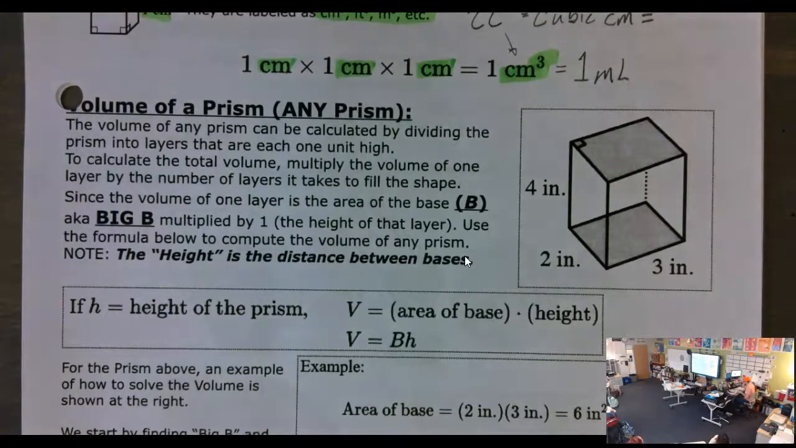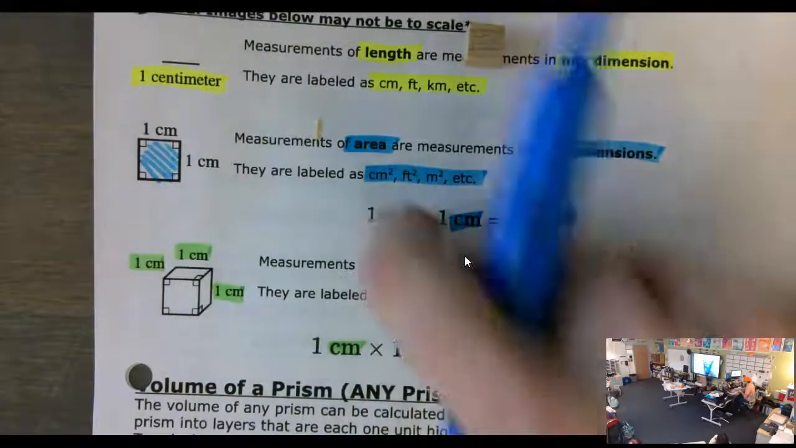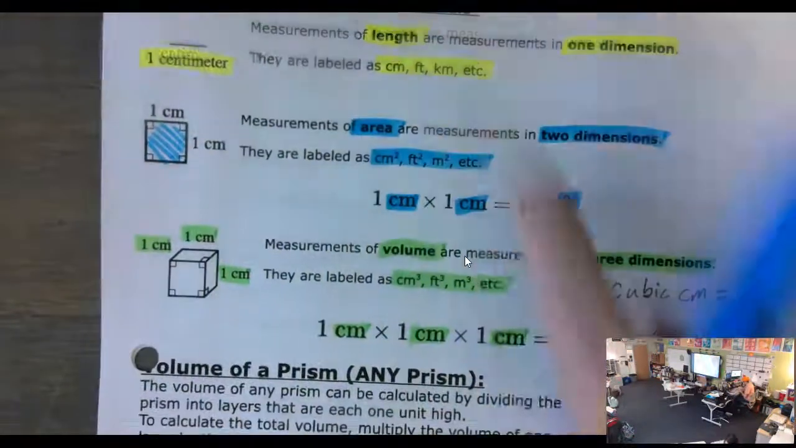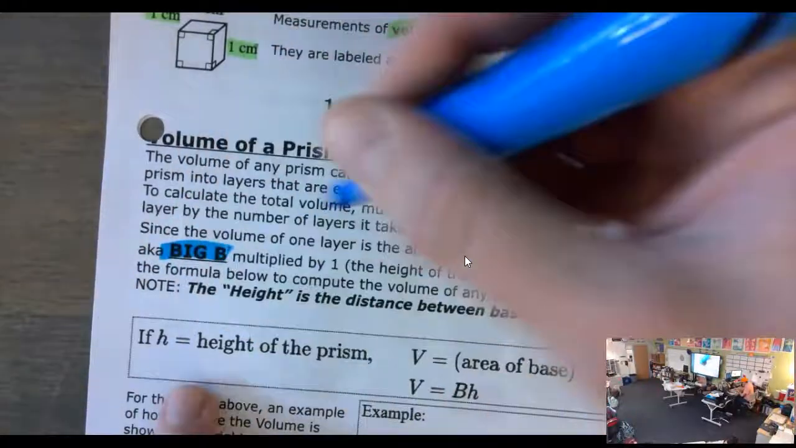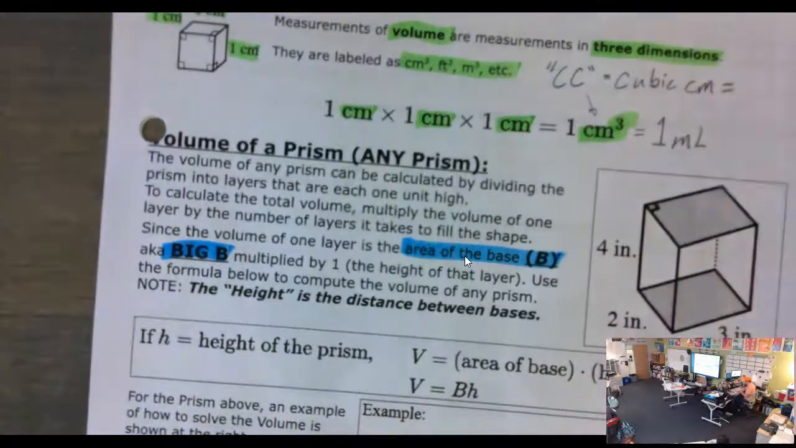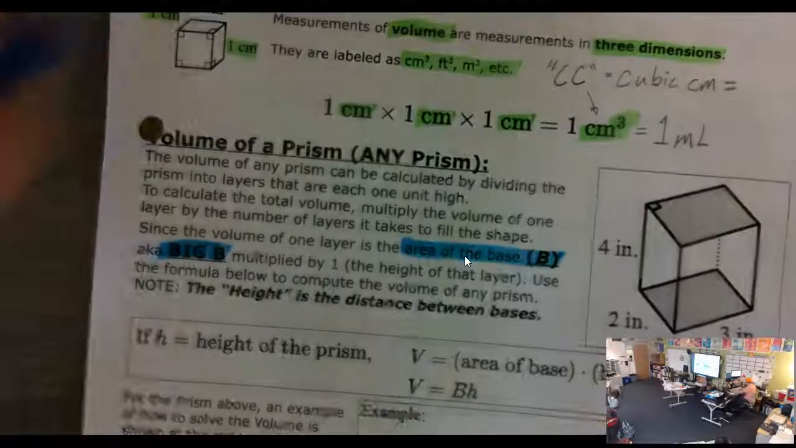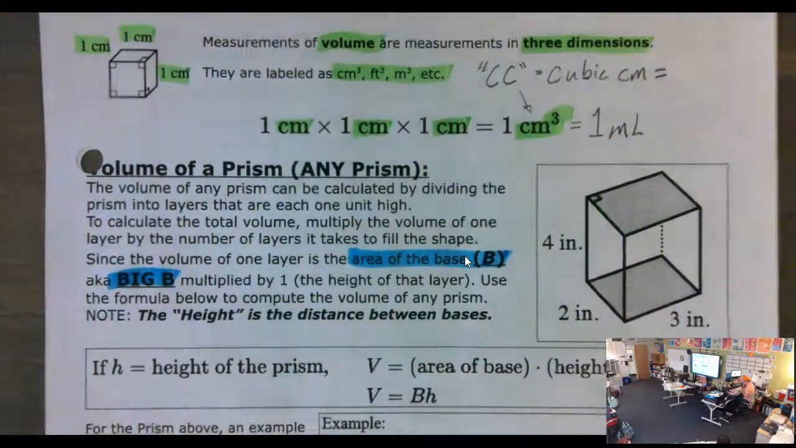Okay, so Big B is actually, and I'm going to use the same color I used for area. Sorry, those little wood pieces. I'm going to use this same blue color. Big B is the area of the base. So please highlight that. And then actually, I'm going to label Big B over in my shape. A Big B.